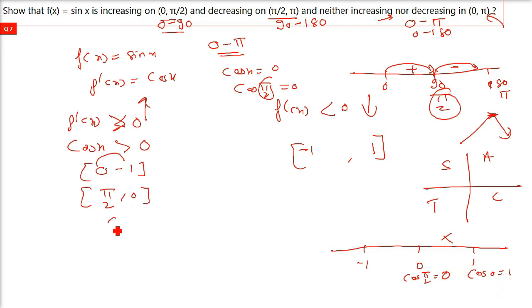In order to get 1, you will have to have an angle as 0. So this is 0 to pi by 2. Cos x is greater than 0 in 0 to pi by 2. How about decreasing? Same thing, f dash x less than 0, that is cos x less than 0.